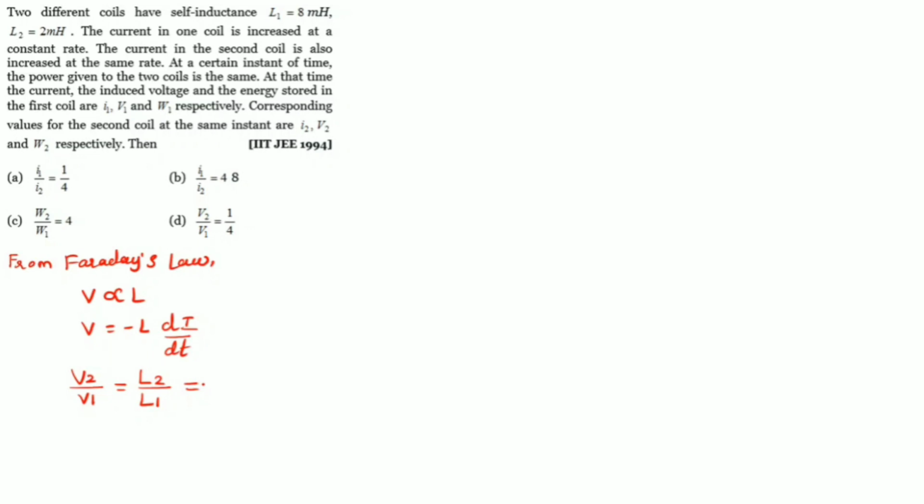So self-inductance for second and first coil is given. For second coil it is 2 millihenry, for first coil it is 8 millihenry. 10 raised to minus 3 will get cancelled. So the answer is 1 divided by 4. Or we can write the ratio of V1 and V2, that will be 4.